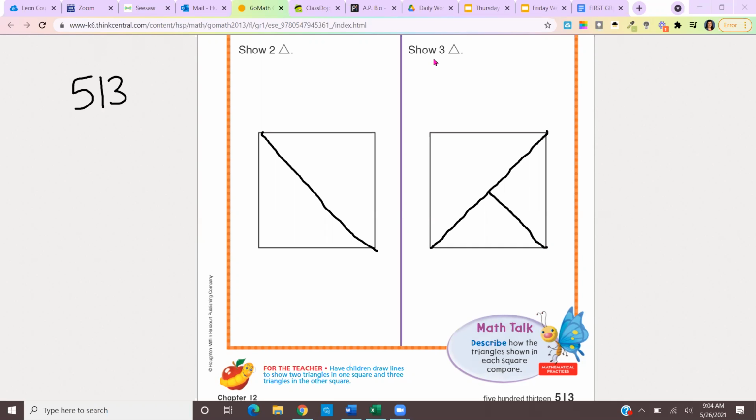When you are ready to go on to our next page, show me your unicorn horn.